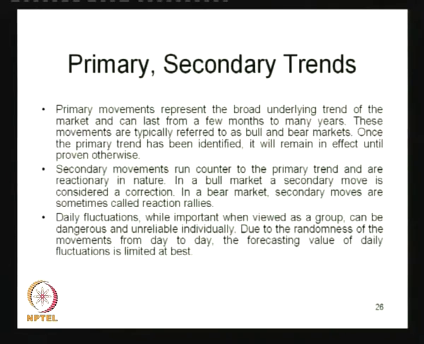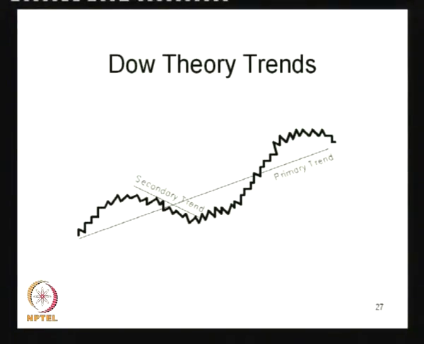So, day fluctuations, while important when viewed as a group, can be dangerous and unreliable individually. Due to the randomness of the movements from day to day, the forecasting value of daily fluctuations is limited at best. That means prediction using daily data is a little bit difficult in the trend analysis that the Dow theory has explained. So, this is basically the Dow theory.